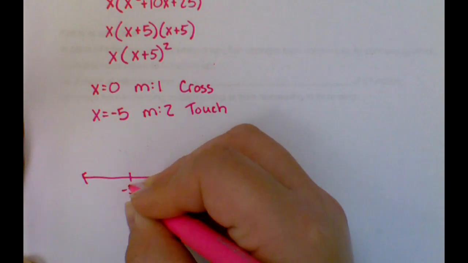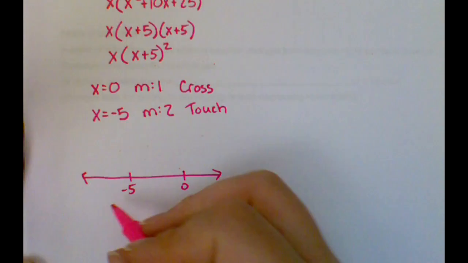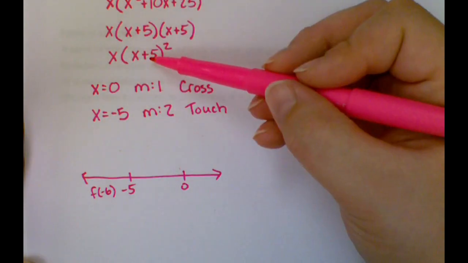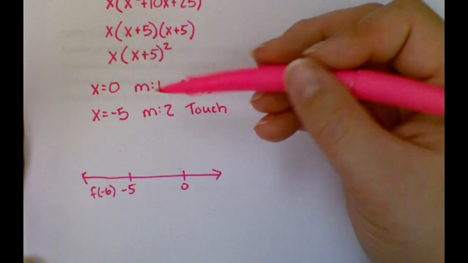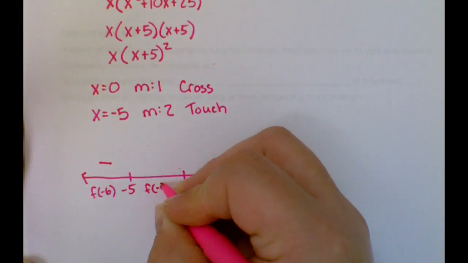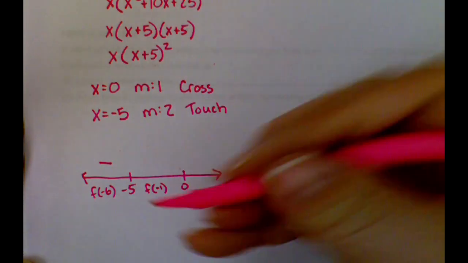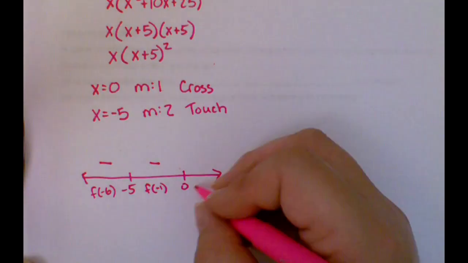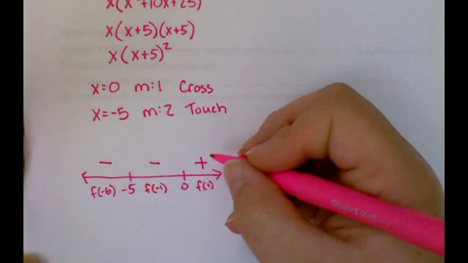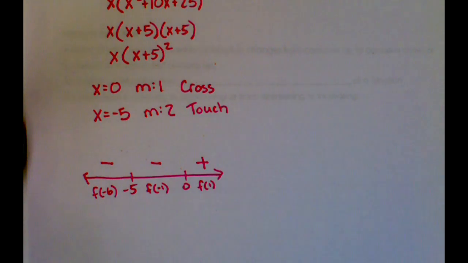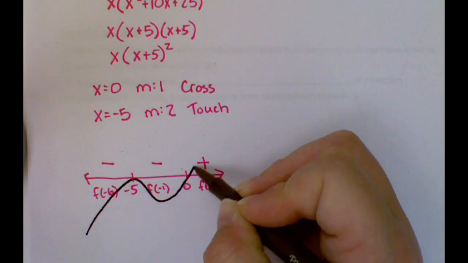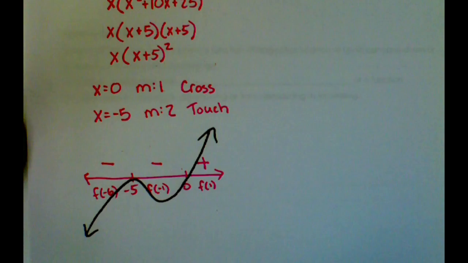Make my test intervals, negative 5 and 0. Plug in a number less than negative 5. Let's try negative 6. I get a negative times a negative squared, which makes a negative times a positive, which is negative. Test, I like negative 1. I get a negative times a positive, which is still negative. And let's try positive 1. I get a positive times a positive, which is positive. So this graph is going to look something like this. Touch the x-axis, cross the x-axis, and there we have it.